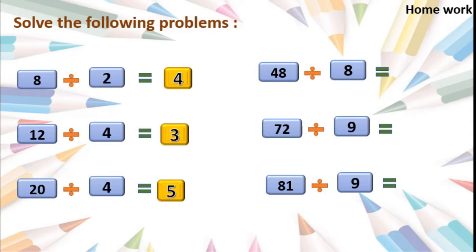48 divided by 8. 8 5s are 40, 8 6s are 48, isn't it? So 6 is the answer. 72 divided by 9. So 9 8s are 72, isn't it? 81 divided by 9. That is 9 9s are 81. Yes, please check your answer. If they are right, then put right mark and put the marks. Okay. Now we will move to today's portion.